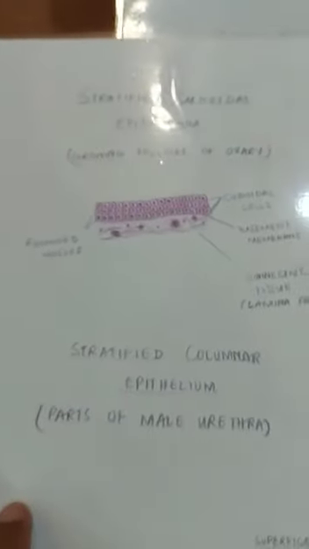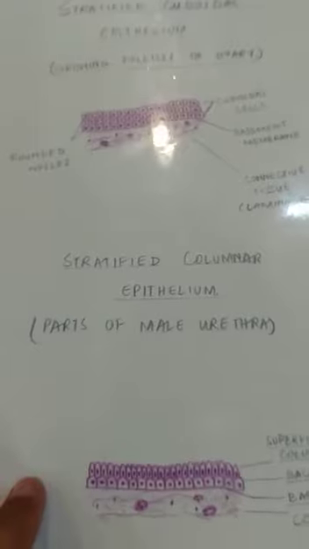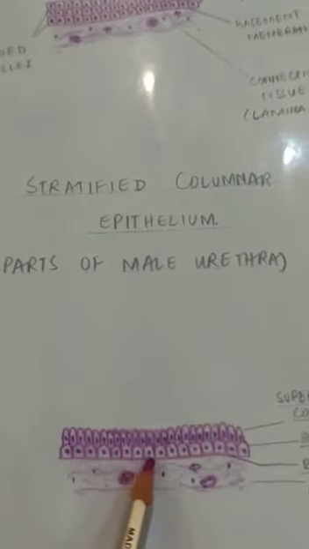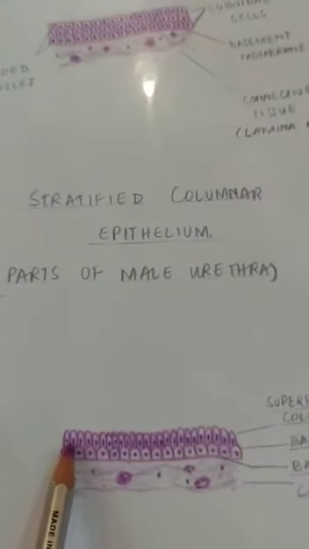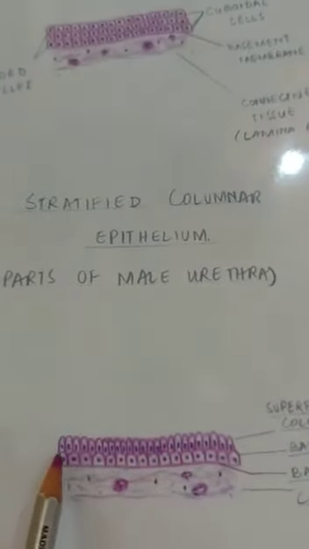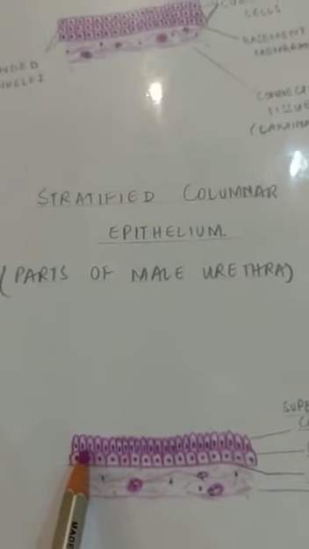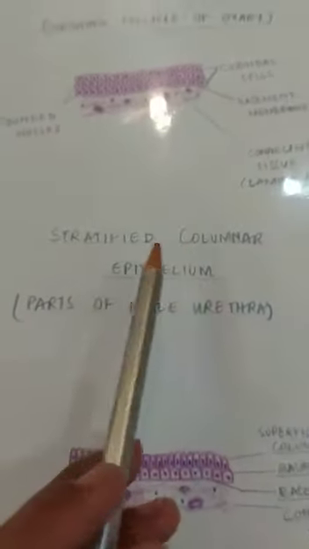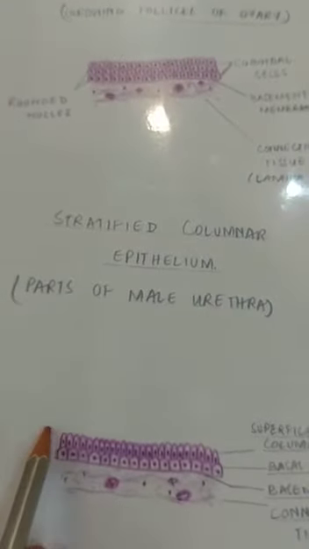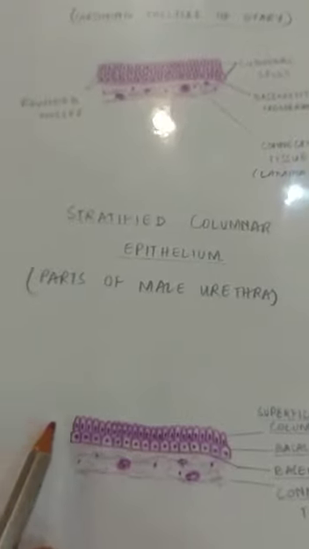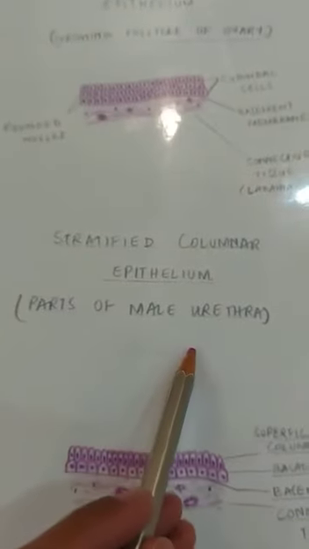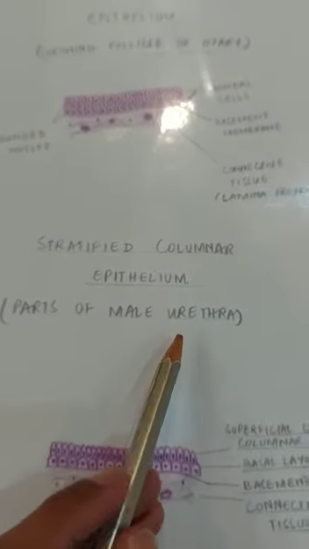Now we come on to the stratified columnar epithelium. So in stratified columnar epithelium, the basal layer is of the cuboidal cells, upon which we have the layer of the columnar cells. We know that the columnar cells have oval basal nucleus. So this is the stratified columnar epithelium. So the word columnar means the superficial layer is of the columnar cells. So we name the epithelia depending on the superficial layer of the cells. So it is present in parts of male urethra as well as in the conjunctiva of the eye. Now we come on to the transitional epithelium.